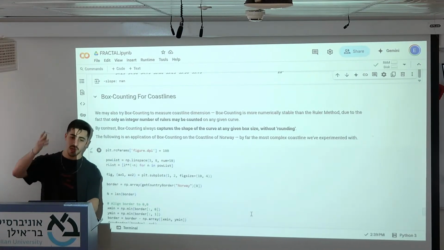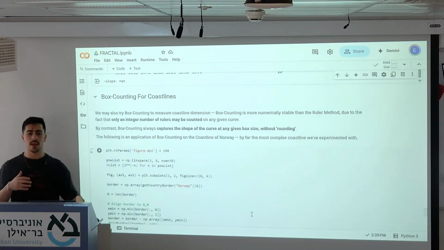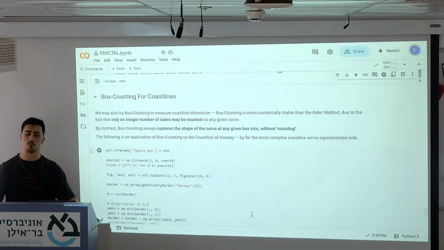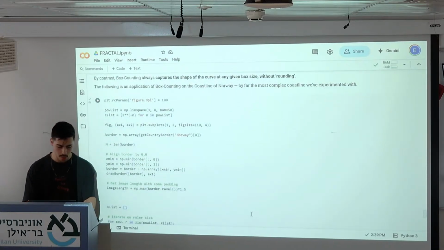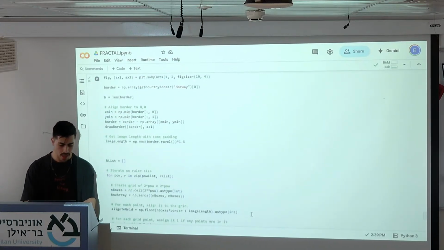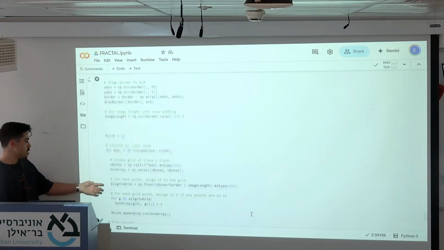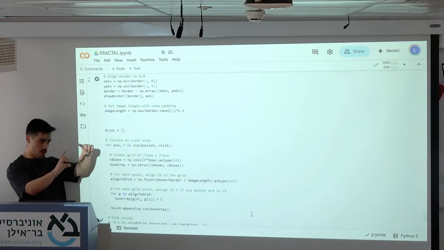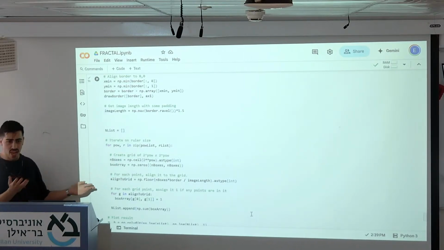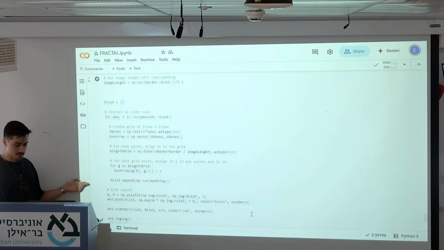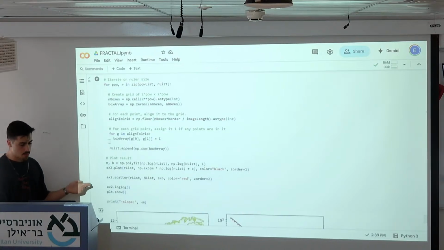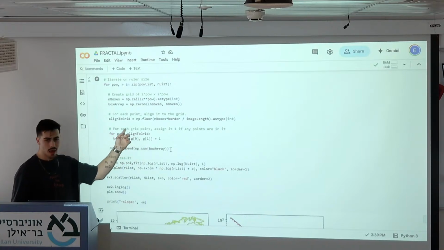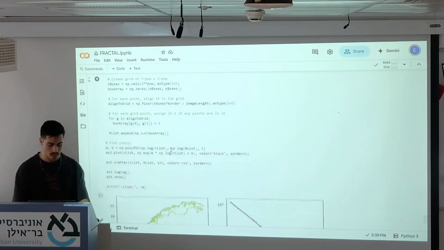We just split the plane into boxes, and every box that has at least one point of the coastline inside of it, we count, okay? So we do that, and again, we just round all of the points to a grid and count the number of grid squares that have any point inside. So we can see the box array at some point equals 1 if some grid-aligned point is on.